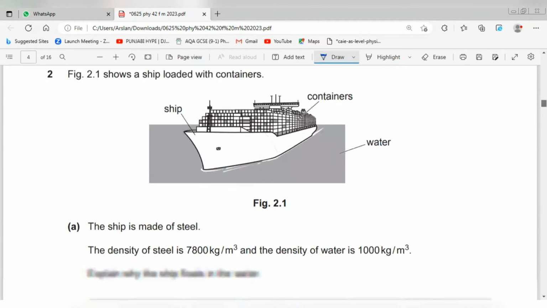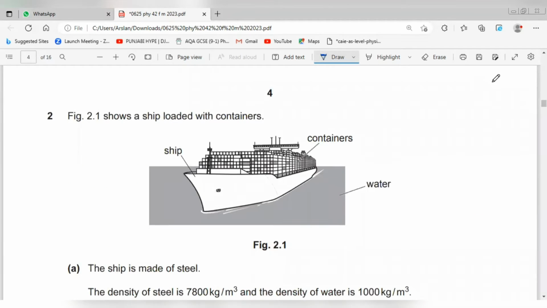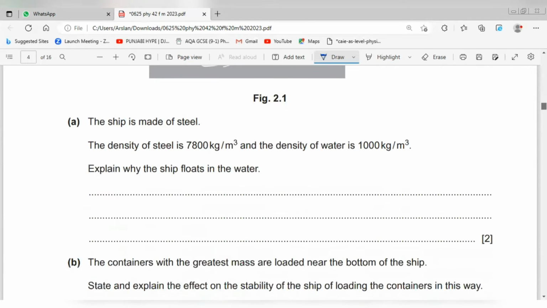Okay. Question number 2. Figure 2.1 shows a ship loaded with containers. So this is a ship which is loaded with the containers out on the water. The ship is made of steel. The density of steel is 7800 kg per meter cube and the density of water is 1000 kg per meter cube. Explain why the ship floats on the water. So there are many methods, but there are 2 marks. So you have to write two points.